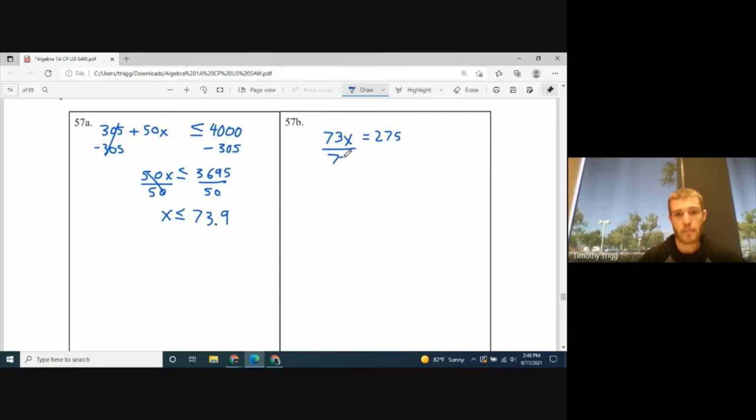Divide by 73 on both sides of the equation. This will tell you how many trips he would need to make. Here we get 3.77, but you can't have 0.77 of a trip, so you just have to make another trip. So we would say he would need at least 4 trips in order to bring up the boxes. So he would need to make 4 trips to bring up all the boxes.